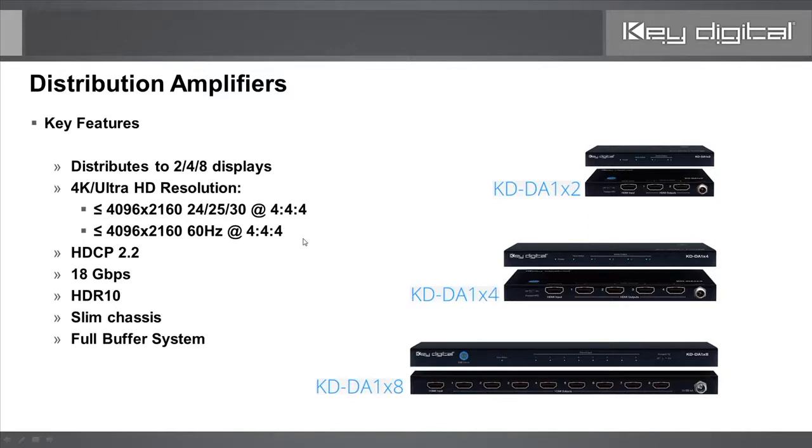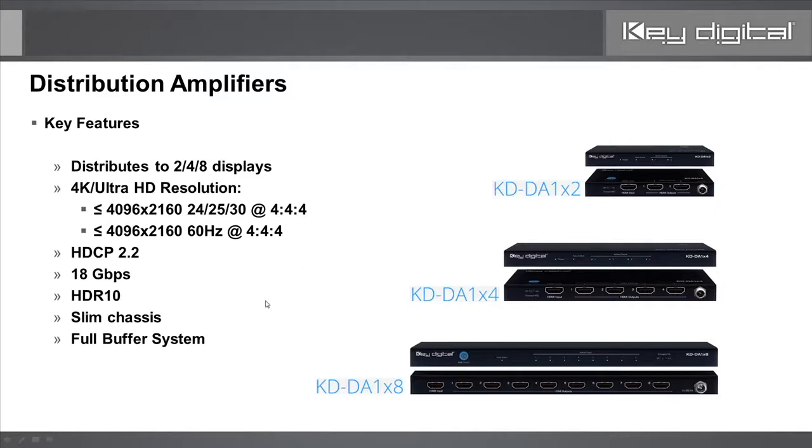We begin with the KD-DA1x2, KD-DA1x4, and KD-DA1x8. These are 2, 4, and 8 output distribution amplifiers that support full 18 gigabit per second UHD 4K resolution. So that's 24, 25, and 30 frames with 4:4:4 color subsampling, and 60 frames with 4:4:4 color subsampling. They have full support for HDCP 2.2 and HDR10, with HDR10 header information on the EDID dial.